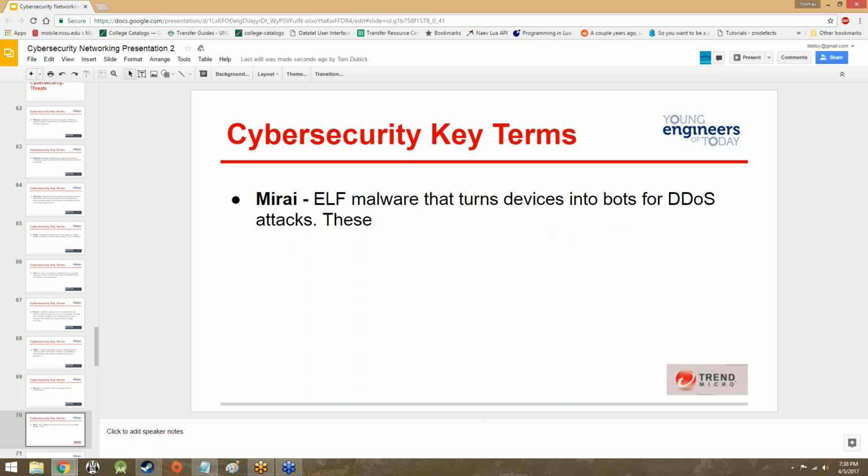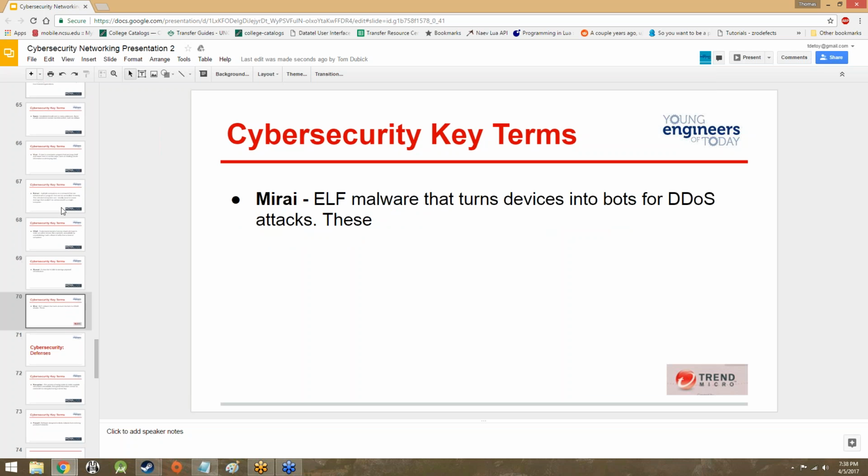Mirai is a type of malware that turns devices into bots for DDoS attacks.